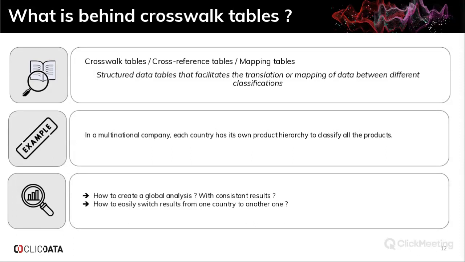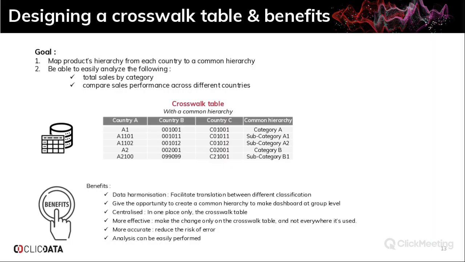So as a first step, it will be complicated, especially to get consistent results. The second thing is how to easily switch results from one country to another one. Again, because it's not the same kind of ID, it will be very complicated. So in this case, we will use the crosswalk tables. Let's go to this slide.